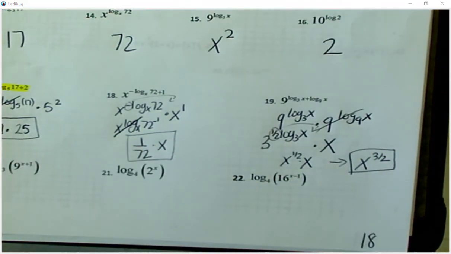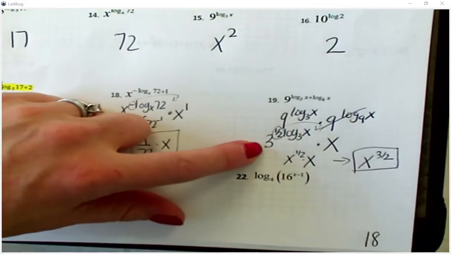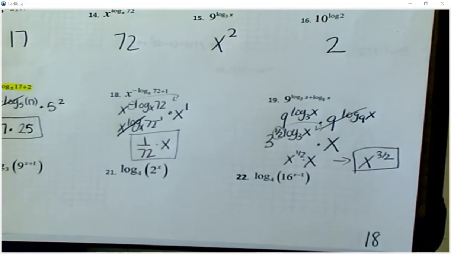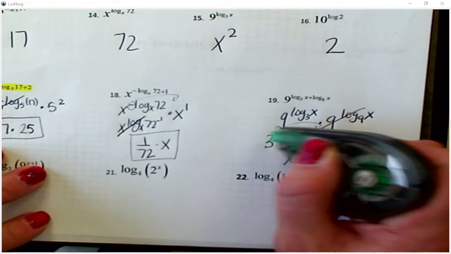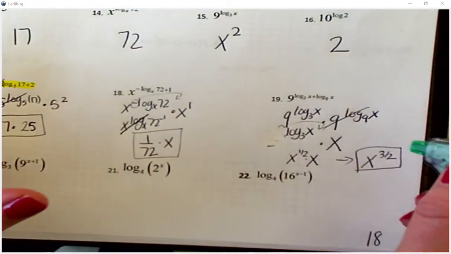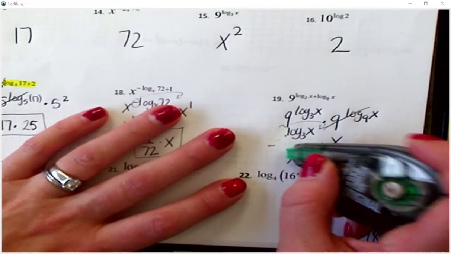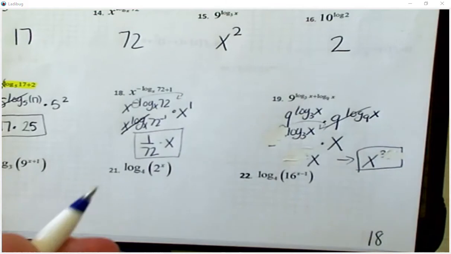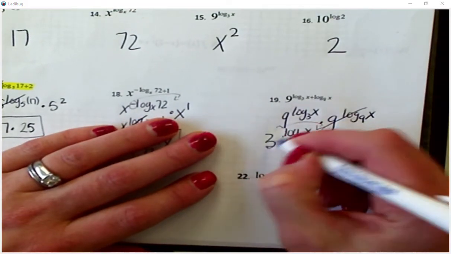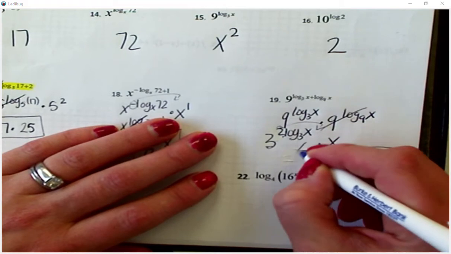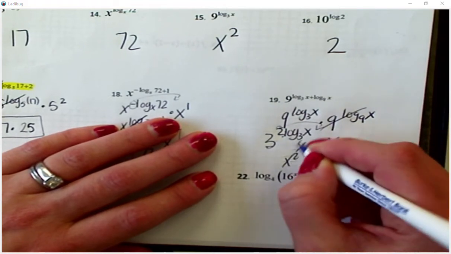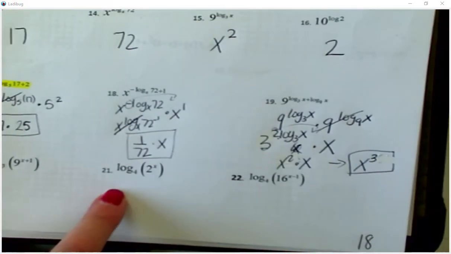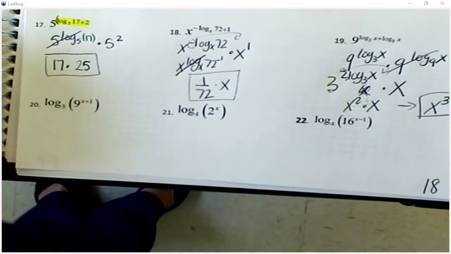Yeah? There's a lot of steps in there. Why is it 1/2? Oh, I'm so silly. That's because I was thinking of a different problem. I changed the wrong one. Okay, hold on. I got it. X cubed? Yeah, x cubed. It happens to the best of us. Oh, here you go. 3 squared. X squared. There you go. X cubed. I was thinking of the one down here.